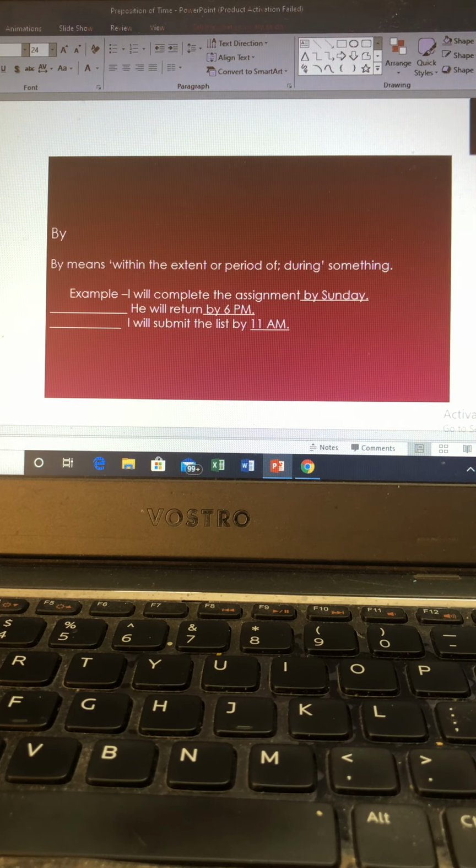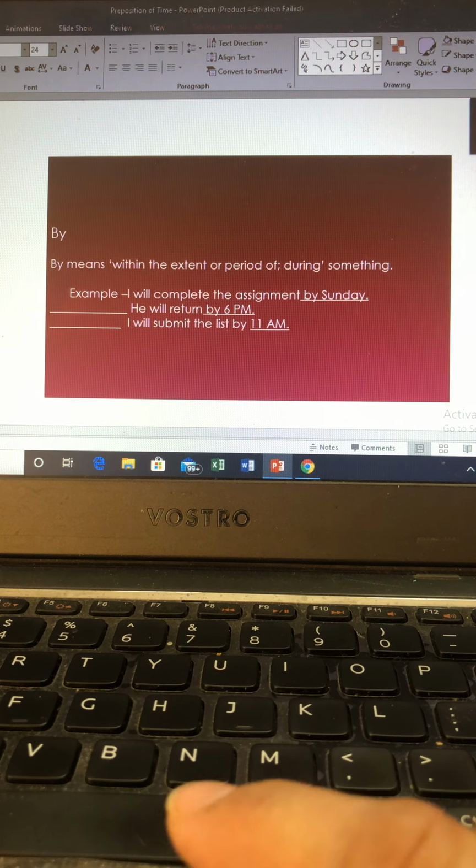I will submit the list by 11 a.m. That means the period given is 11 a.m. By 11 a.m. means this is the time which is given to us. You should not submit beyond 11 a.m. You have to submit by 11 a.m. 11 a.m. is your deadline. By that time you have to submit it. So within the given period or within the extent, whenever we are specifying one particular time and you have to submit it before that particular time, then the preposition by is used. I hope it's clear.